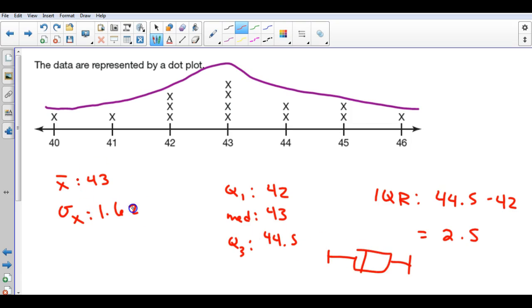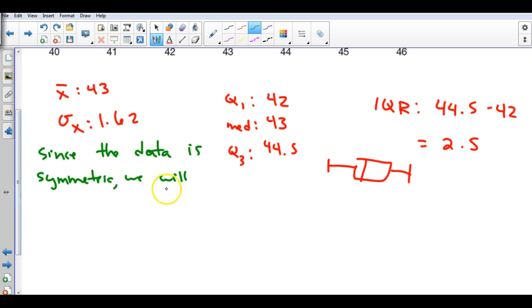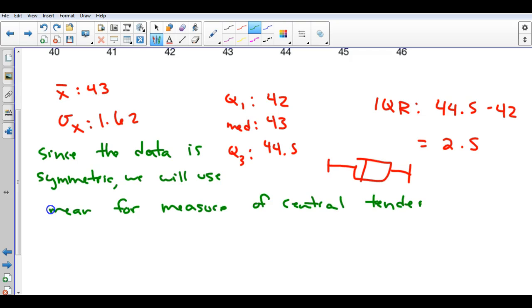But again, if I say which measure of central tendency would you use to better summarize the data, you would say since the data is symmetric, we will use the mean. So we will use mean for the measure of central tendency, which basically again means kind of where that average of your data is, where a big chunk of your data lies. So we're going to use the mean for the measure of central tendency and, I'm sorry, we'll use standard deviation for the spread of the data.